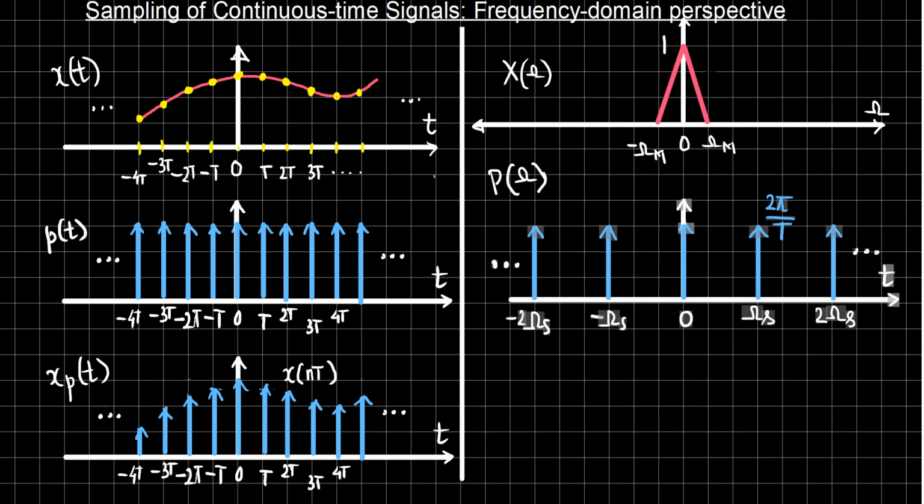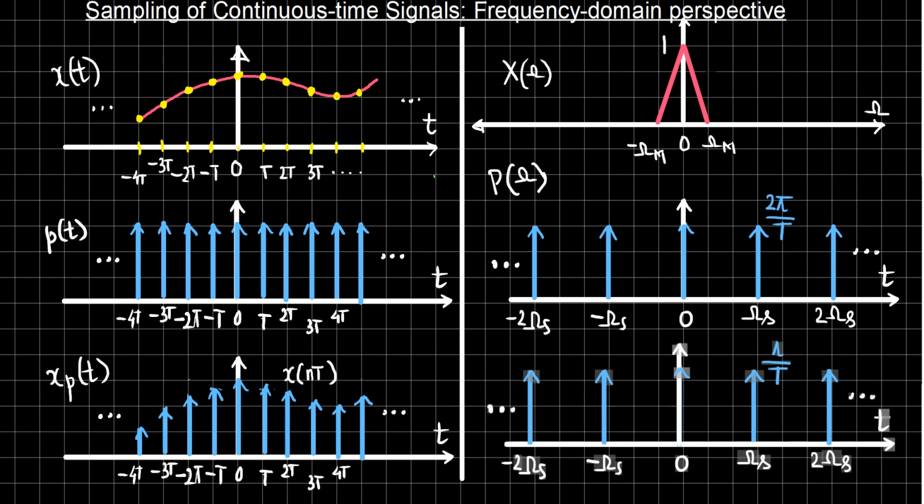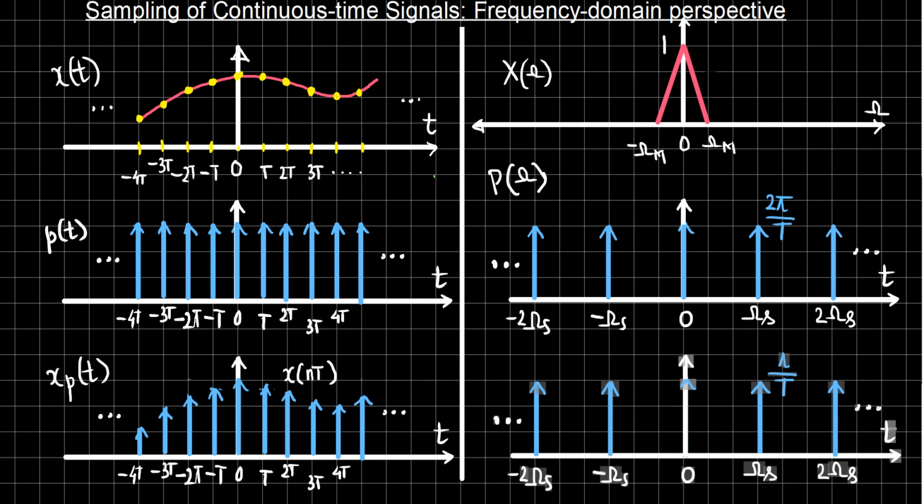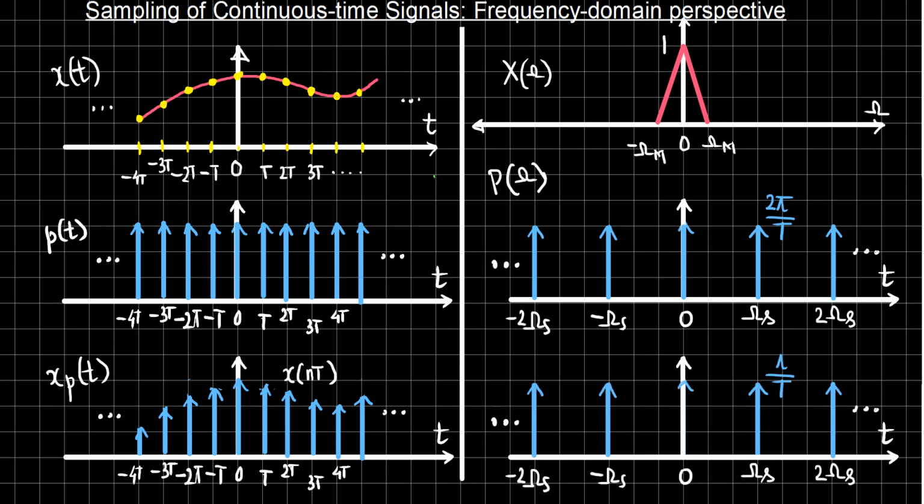So I'll simply copy this, and I'll have the original signal located at the locations of these impulses. The first signal is located at the 0th frequency. The second replica is going to be placed at omega s, and so on.